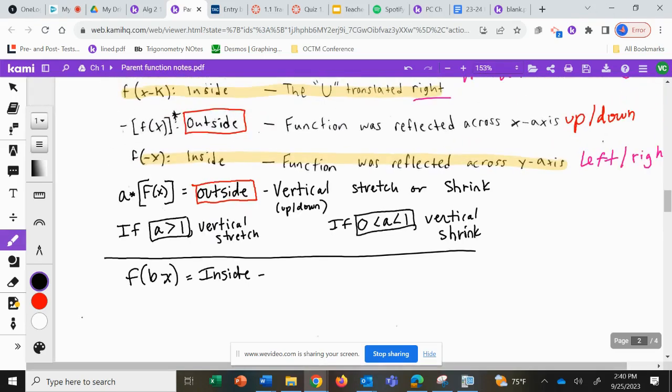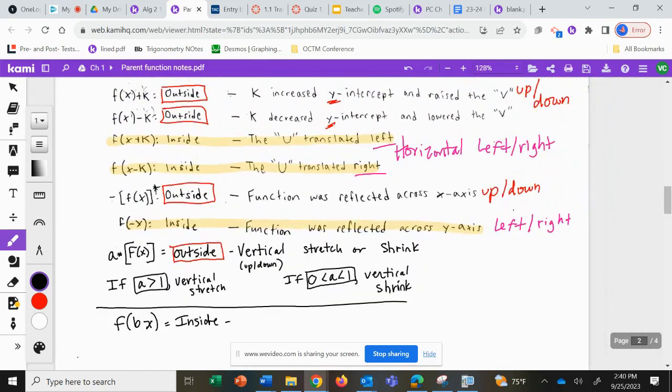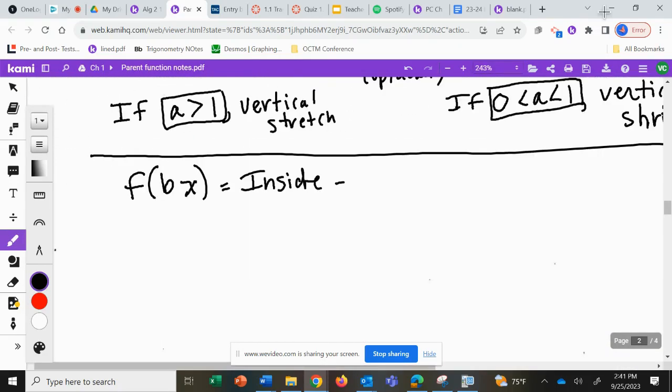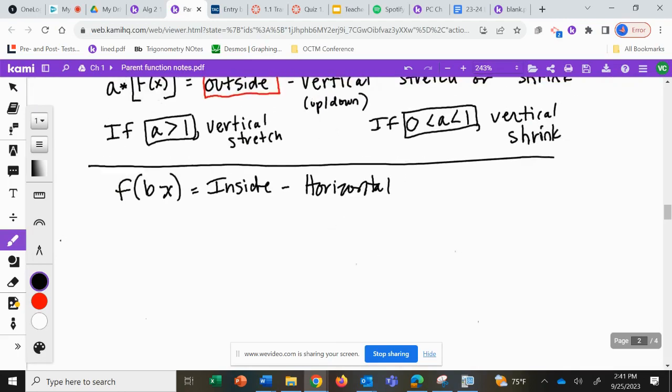Now from all of our past lists, every single thing that we had was inside. They were all where? All the inside stuff, where is it? No, not vertical. Look at any of the ones that say inside. I highlighted them in ugly yellow. Horizontal. Every single inside thing up there so far is horizontal. This one's not going to be any different. It's going to be a horizontal stretch or shrink. So when we multiply by a number on the inside, it's going to be horizontal, and it's either going to be a stretch or a shrink.